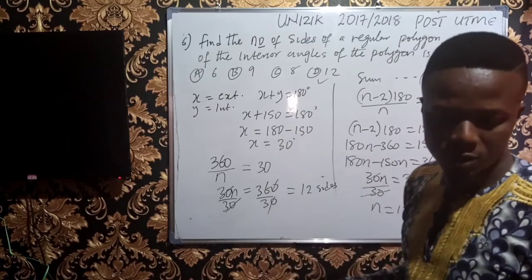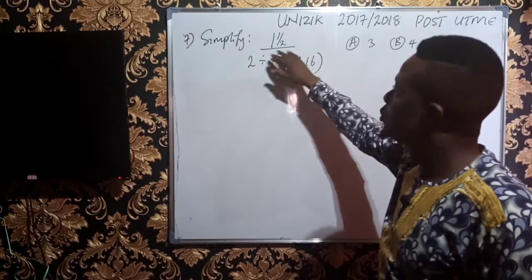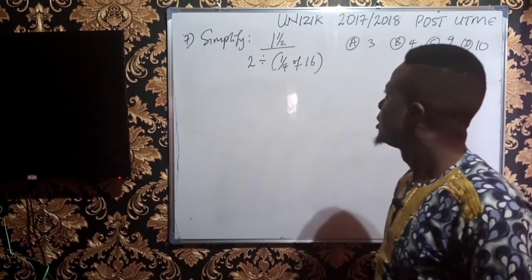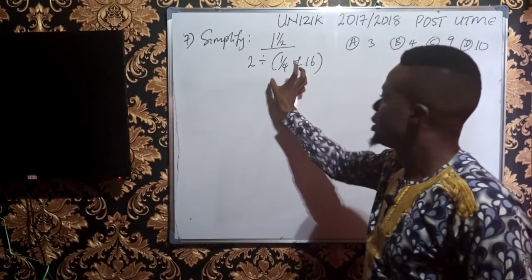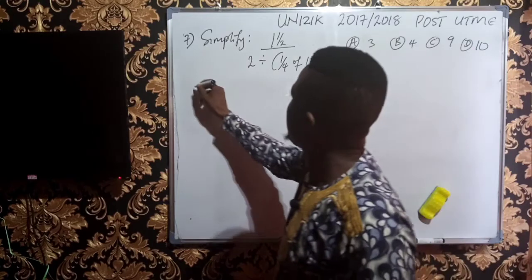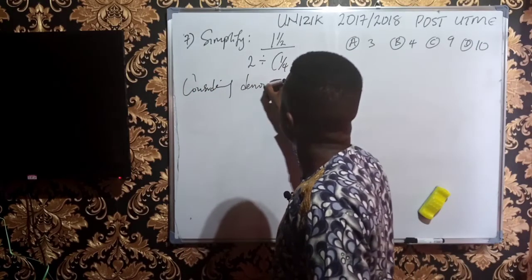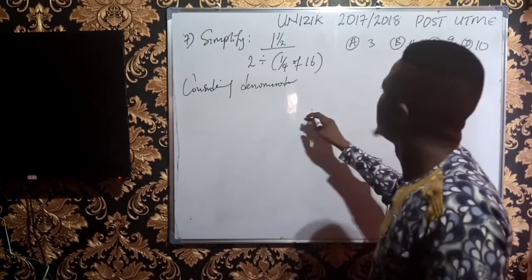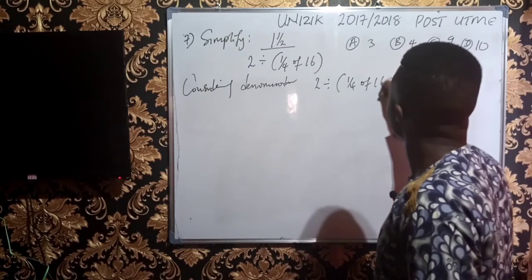Let's take the 7th question. Okay, in the 7th question, we are asked to simplify 1 and 1 over 2, over 2 divided by 1 over 4 of 16. Simply apply the rule of BODMAS. Now let us consider this denominator first. Considering our denominator now, we have 2 divided by 1 over 4 of 16.